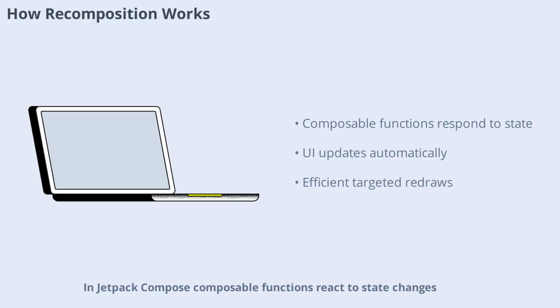Jetpack Compose composable functions react to state changes. When the state a composable depends on changes, the function is re-executed, updating the UI automatically. This is similar to reactive programming, where UI elements update based on the data they depend on. For example, if you have a counter that increments when a button is pressed, only the counter display is redrawn, not the entire screen. This targeted approach reduces overhead and keeps your app running efficiently. Understanding this mechanism helps you design UIs that respond quickly to user interactions.